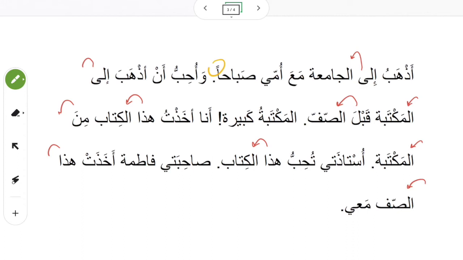أذهب إلى الجامعة. So أذهب, I go, or I'm going, Ila means to, and now we have the a sound from ila, and we have to connect it here. So the letter Jim is a moon letter, so we're going to connect it to the lam because the lam gets pronounced here. Ilal.